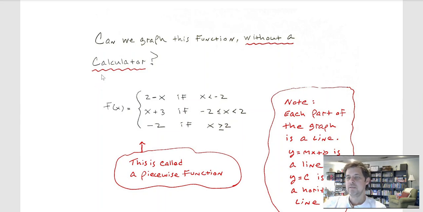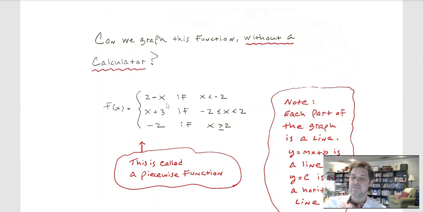Hello everybody. So today I want to talk about how you can graph a function like this without a calculator, okay? I'm sure if you had a nice graphing calculator or you found an online graphing calculator, then you could plug this in and it would graph it for you. It'd be no big deal.